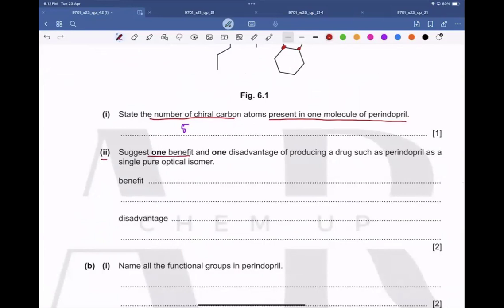Next part. Suggest one benefit and one disadvantage of producing a drug such as perindopril as a single pure optical isomer. So that's what we have studied in chirality, that when we get a single pure isomer, it doesn't have a side effect, or it has a lesser side effect. So we can write that the benefit would be lesser side effect. That's what we have studied in chirality. Or you can write that relatively higher biological efficiency.